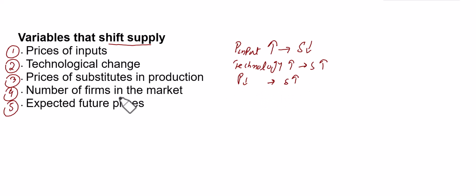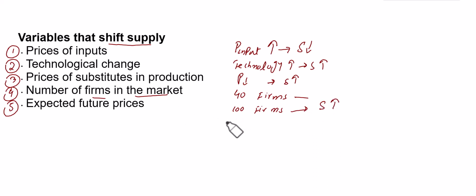When there are more firms in the market, let's say in earlier stages there are only 40 firms operating in the market. Now there are 100 firms in the market. So when the number of firms is increasing in the market, the supply will increase in the market.